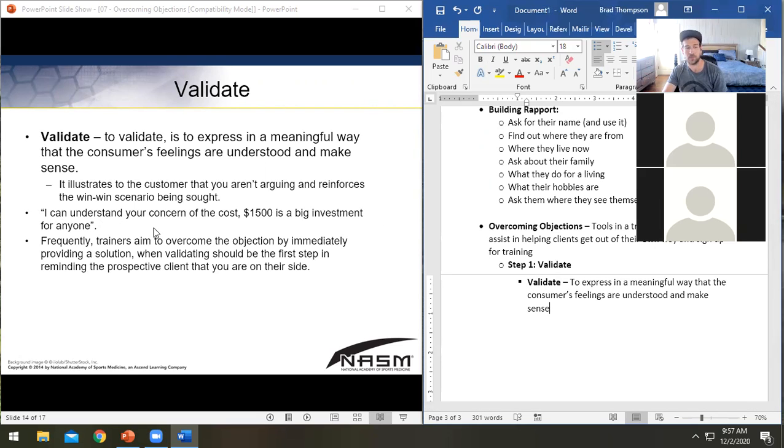We've got an example that we're going to see through all four versions here. "I can understand your concern about the cost. $1,500 is a big investment for anyone." That sentence is objectively true. It is you validating their concerns. The biggest mistake trainers make is aiming to overcome their objections immediately by just providing a solution.